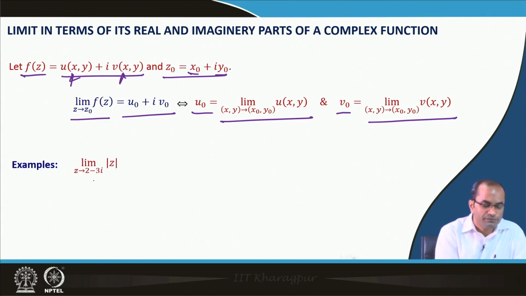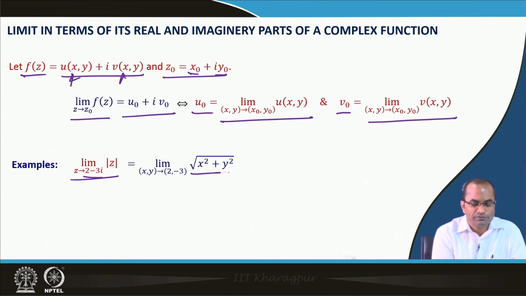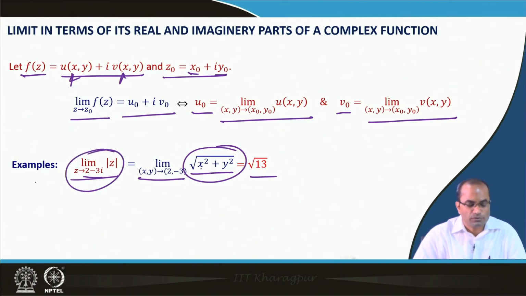For example, suppose we want the limit as z approaches 2 minus 3i of the absolute value of z. We know the absolute value of z is the square root of x squared plus y squared, which is only real, and we just compute what happens as (x,y) approaches (2,-3), which is straightforward. 4 plus 9, that is square root of 13, is the limit of the absolute value of z as z approaches 2 minus 3i.